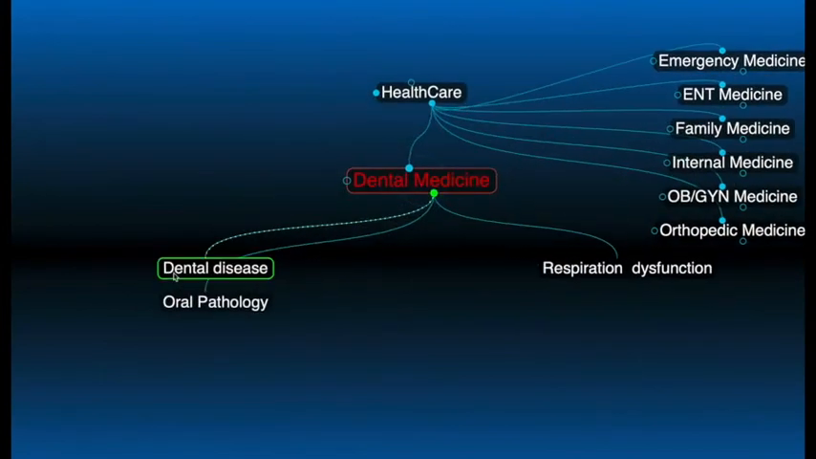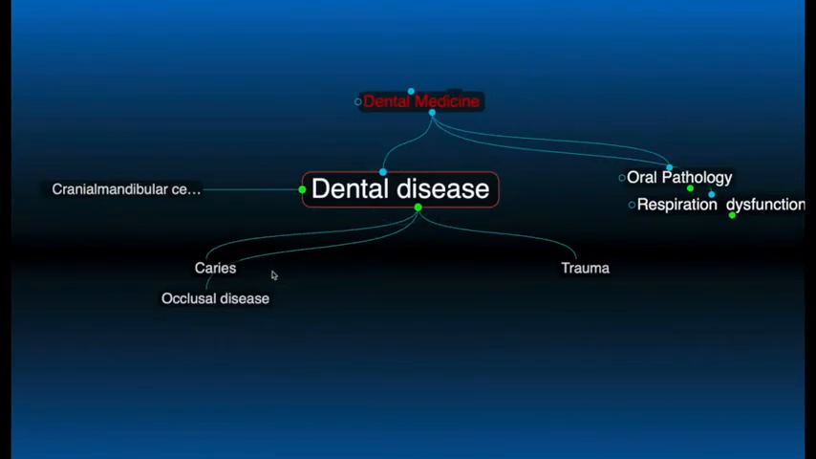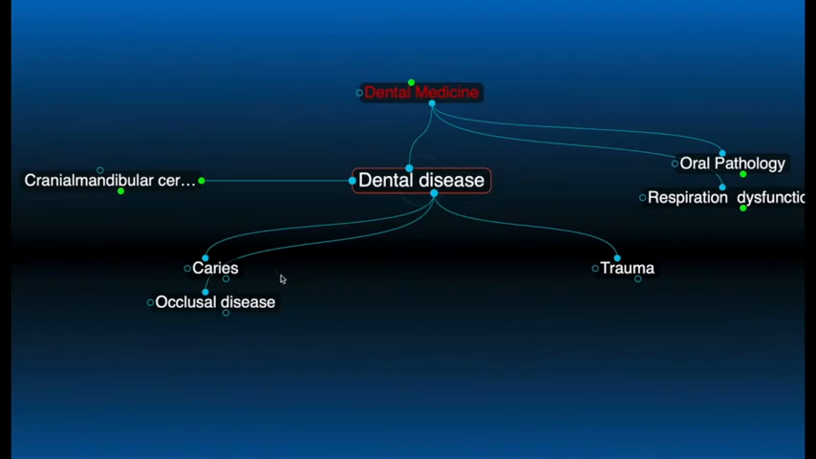I focus on three diseases that are all inflammatory and all treated in your office. They each appear in one of three areas that dental medicine cares for. This is dental disease, oral pathology, and respiration. The first is the more classical role that dentists work in. Dentists treat caries. We restore broken and worn teeth and occlusal disease. And we respond with care to various traumatic injuries in the orofacial region.